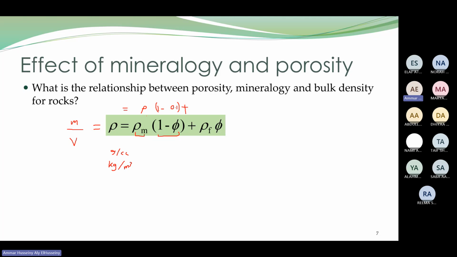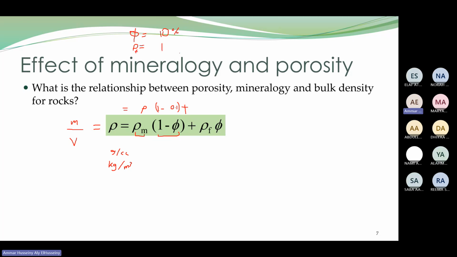If you don't know how to use the equation, let's just use it for an example. Let's assume we have a rock with 10% porosity. Let's assume the fluid density is equal to 1. And let's assume the rock is made out of calcite. If it is made out of calcite, then we know that the grain density is going to be around 2.7 as per the table. And again, we will give this to you if we ask you to find the bulk density. So this is gram per cc.